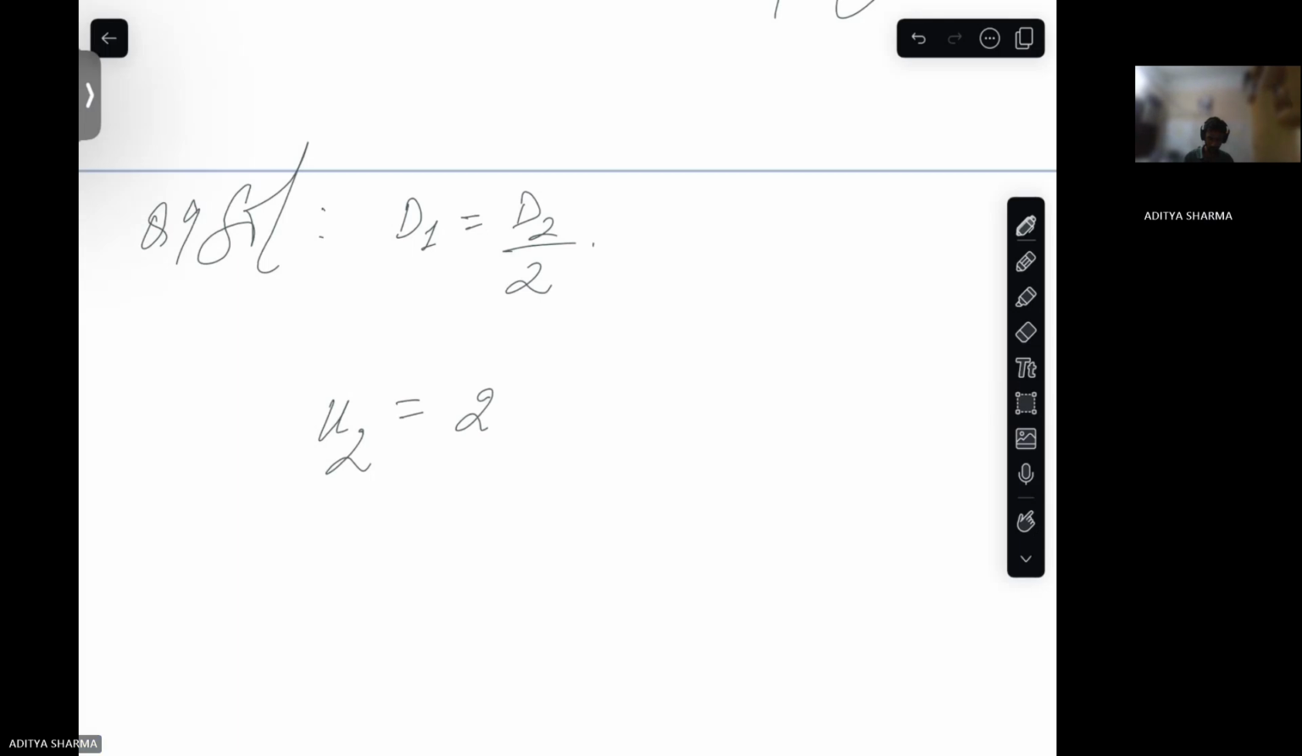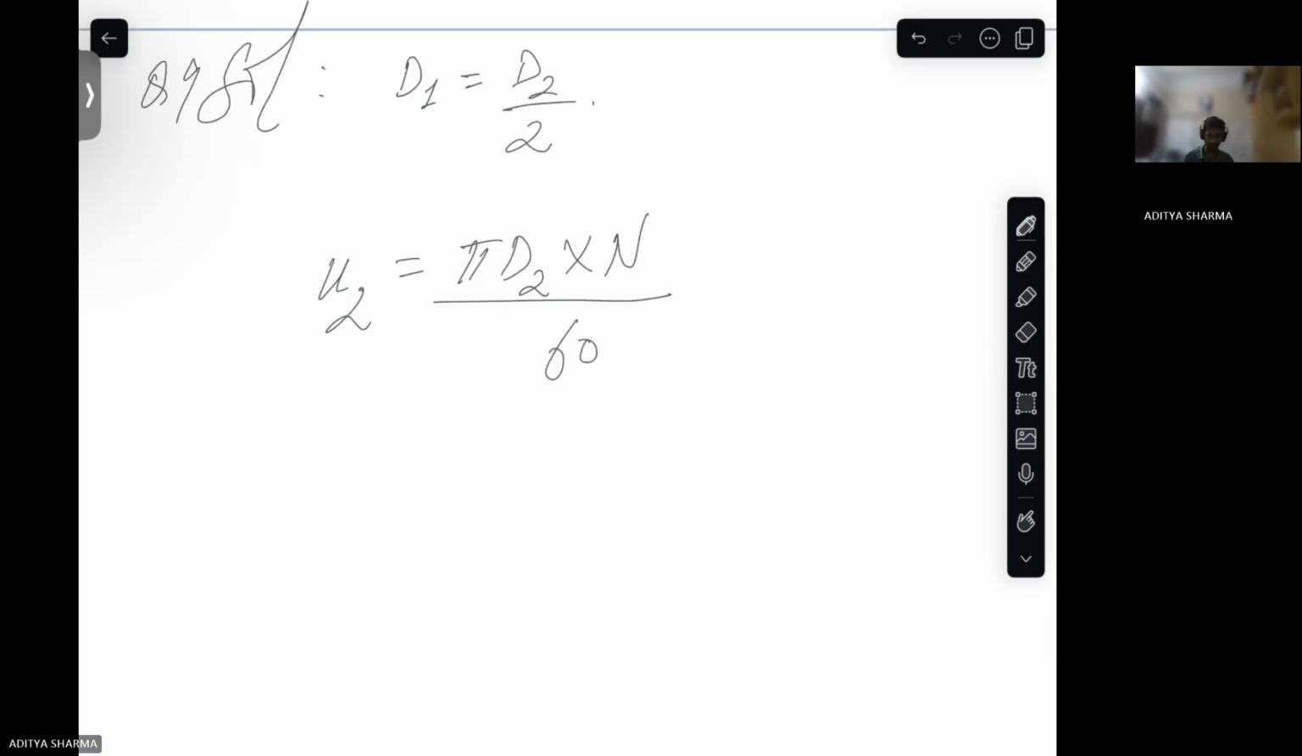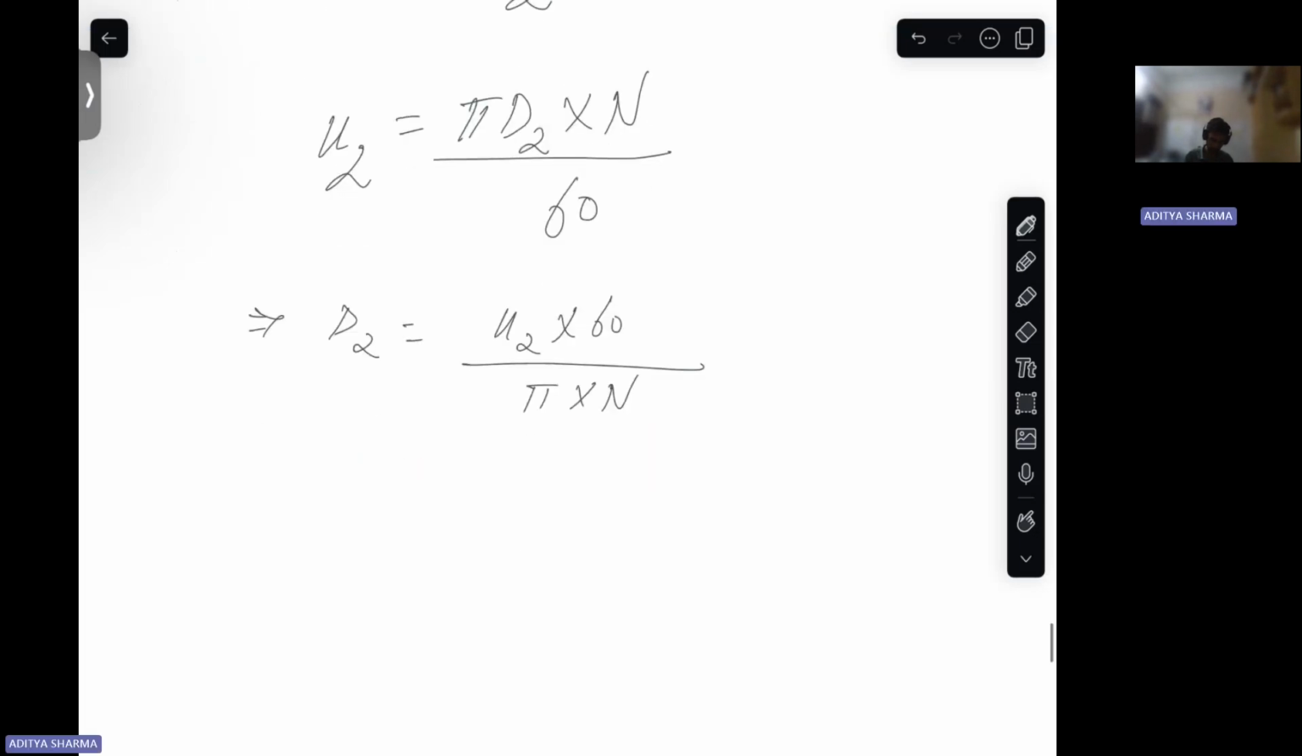So 2 pi r circumference, right? Or pi d. Pi into D2 into number of rotations n divided by 60. 60 is for converting your minutes to seconds. So this is it. Implies your D2 becomes U2 into 60 divided by pi into n.